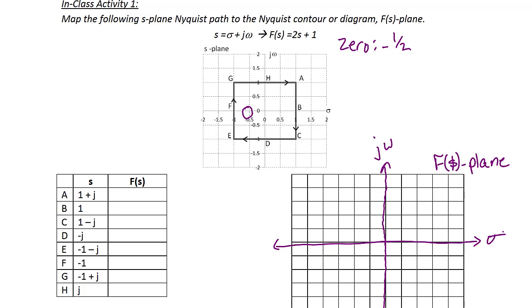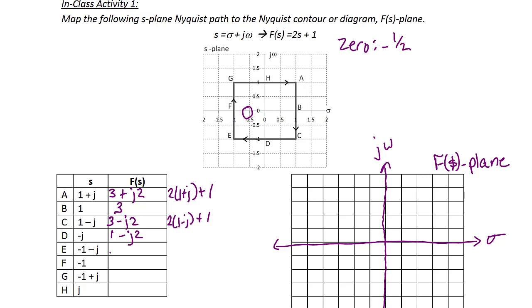So for A, that was at 1 plus j, we have 2 times 1 plus j plus 1, which is 3 plus j2. And for B, that was at 1, f of s is 3. And for C, that was at 1 minus j, 2 times 1 minus j plus 1 is 3 minus j2. And for D, which is at negative j, we're going to have 1 minus j2 for f of s.